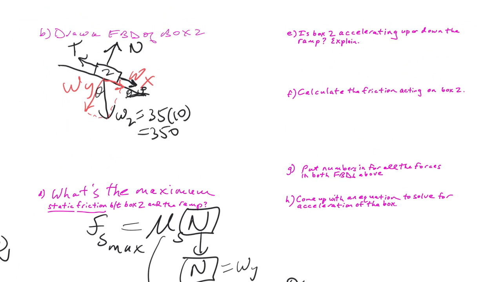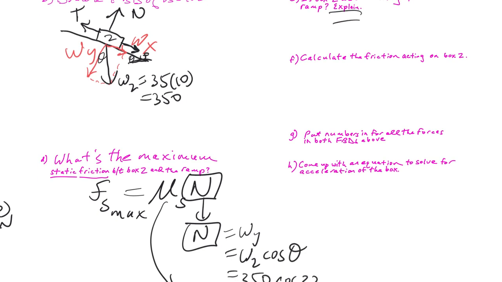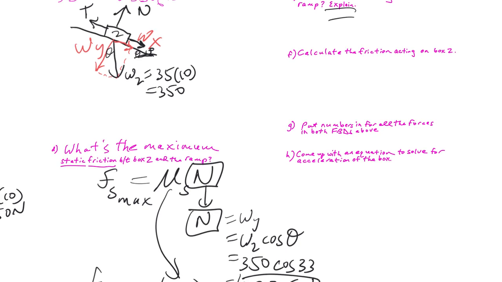Okay, so letter E: is box 2 accelerating up or down the ramp? Explain. Well, first of all, I have to find what Wx is. Wy was W2 cosine theta, so Wx is W2 sine of theta. 350 times sine of 33. That comes out to 191, 190.6 newtons.